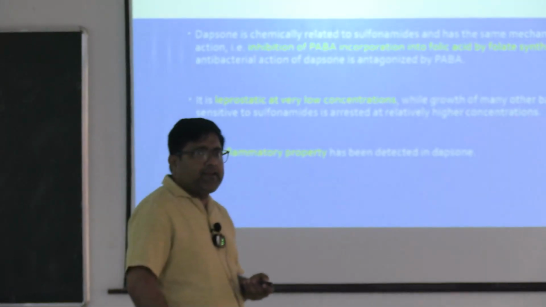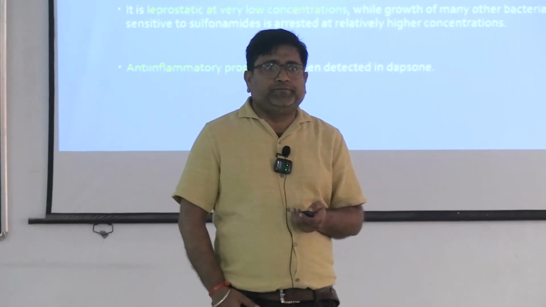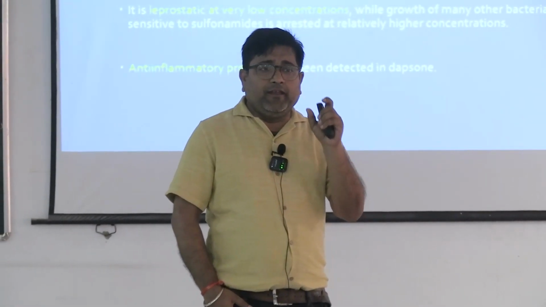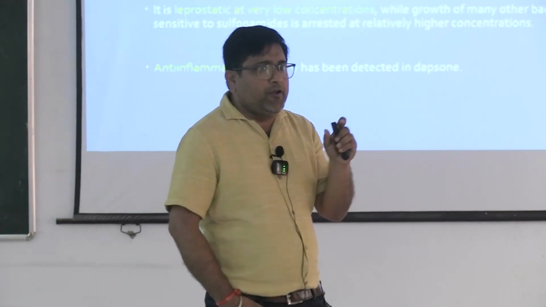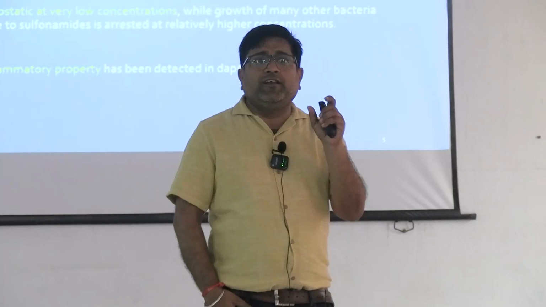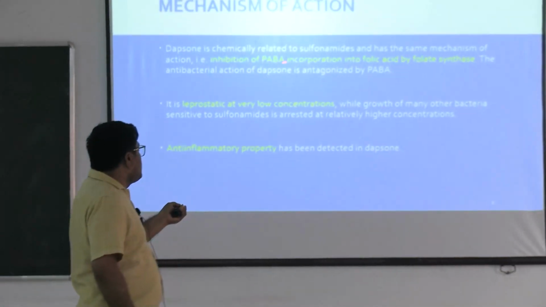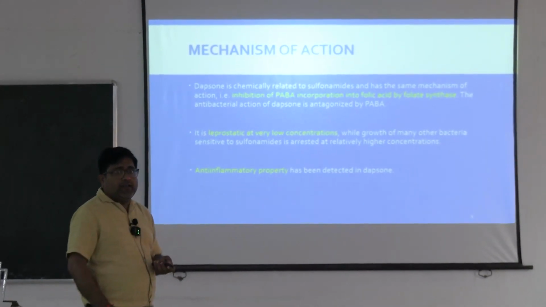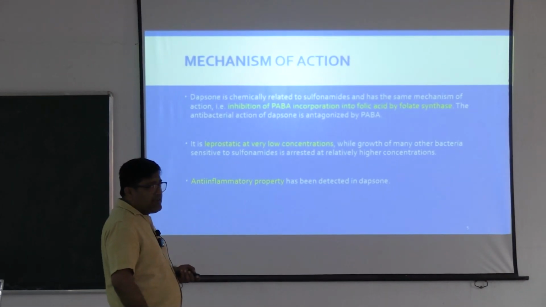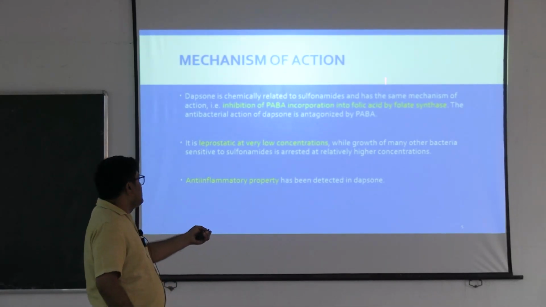How does sulfonamide act? Basically, they inhibit incorporation of PABA, para-aminobenzoic acid, in the folic acid by inhibiting the enzyme folate synthase. So, the action of Dapsone is basically similar to sulfonamides. They inhibit incorporation of para-aminobenzoic acid into the folic acid by competitively inhibiting the enzyme folate synthase.